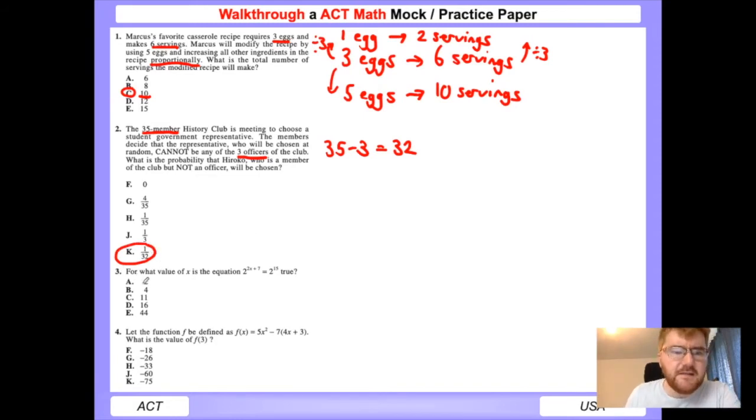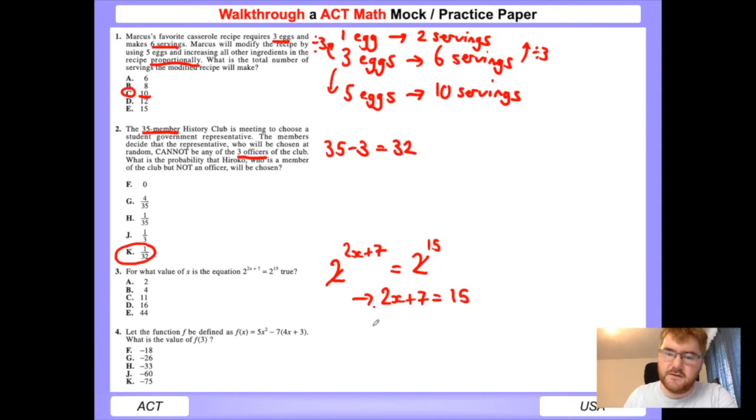Number 3, for what value of x is the equation 2 to the power of 2x plus 7 equals 2 to the power of 15 true? Well, if I write this out a bit more clearly, if they've got the same base, it means the index also needs to be the same. Therefore, from this, and we can kind of think of the base cancelling, that gives us a nice straightforward equation. 2x plus 7 is equal to 15.